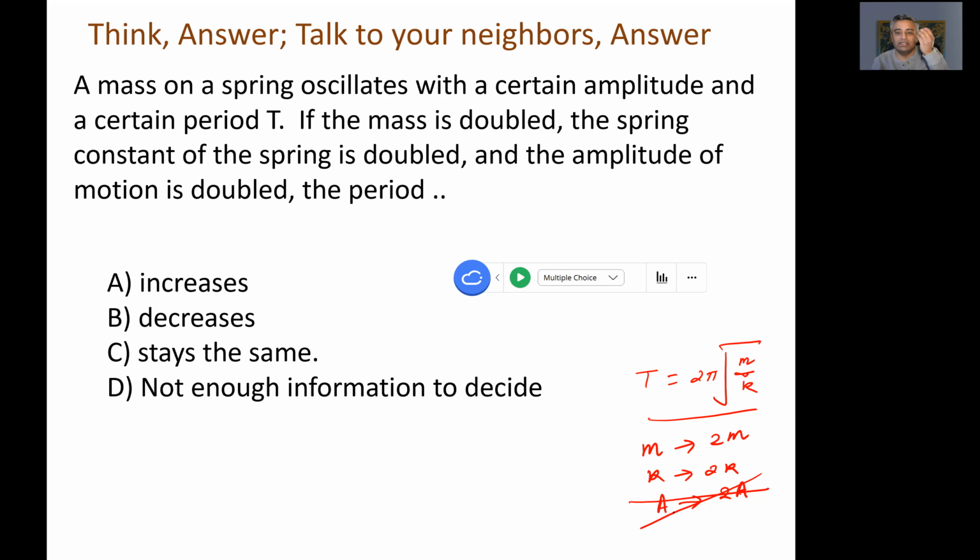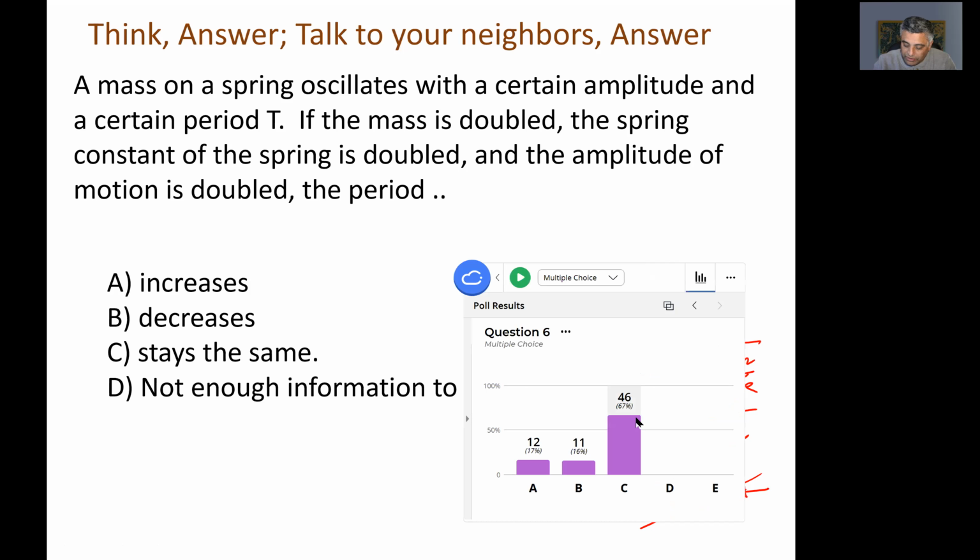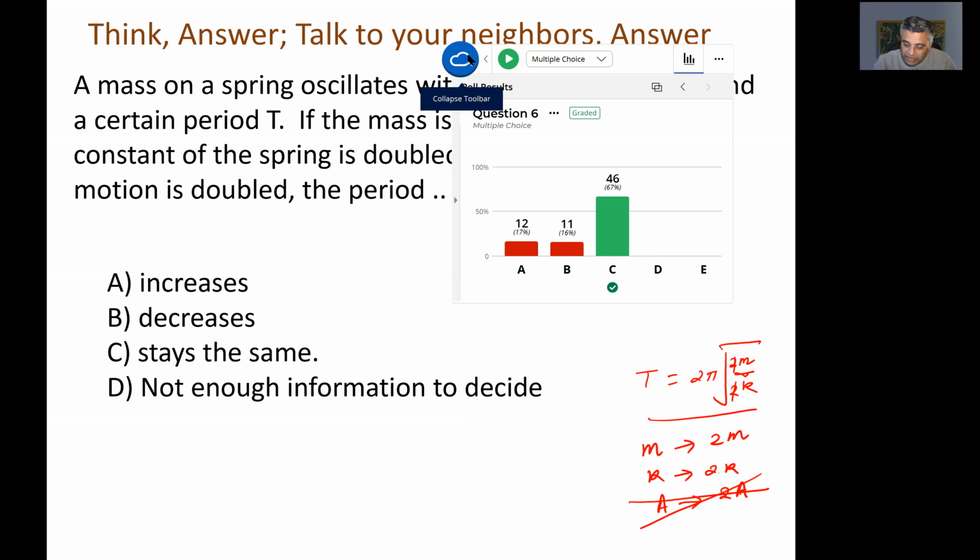So what that means is, if you pull all the way down and let it go versus just pull a little bit and let it go, the period is going to be the same. That's what it is saying. And of course, in the simulation, you can go and try that. So now, how about mass and K? When M becomes 2M and K also becomes 2K, the 2 cancels, leaving just M over K. So it looks like it's going to stay the same, just like most of you identified.